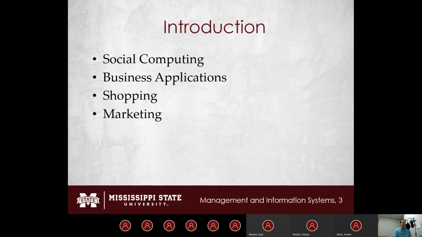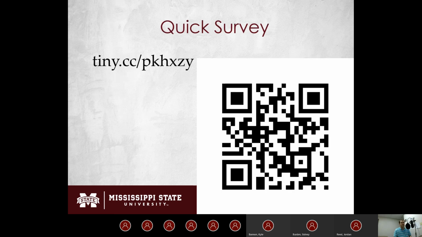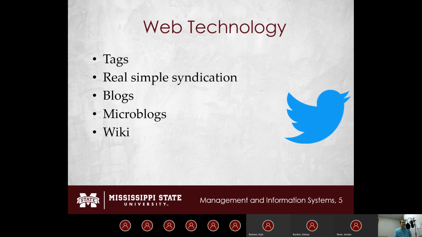What we're going to be talking about today is social computing, specifically in the context of businesses, showing what it is, how they use it, and why they use it. We're also going to look at things like social shopping and collaborative consumption, as well as how marketing plays a role in all this. We're going to skip the survey for today, but we're going to talk about the technologies that make social computing possible.